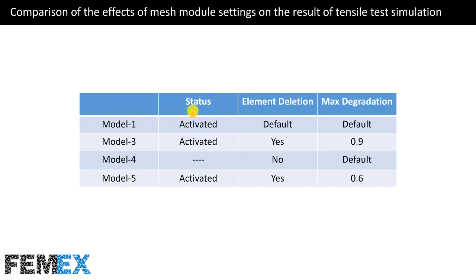In Model 1, status is activated, element deletion is set to default, and max degradation is set to default. In Model 3, status is activated, element deletion is set to yes, and max degradation is set to 0.9. In Model 4, the status is not activated, element deletion is set to no, and max degradation is set to default. In Model 5, status is activated, element deletion is set to yes, and max degradation is set to 0.6.